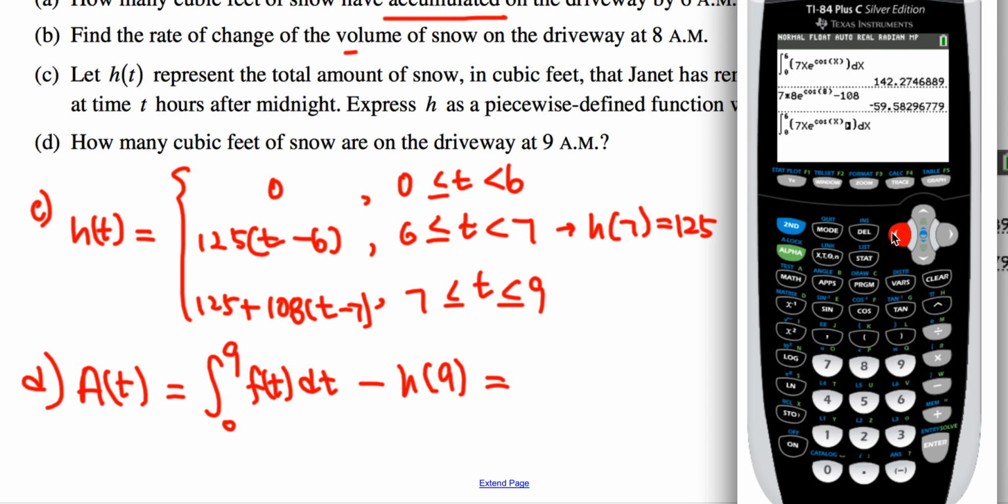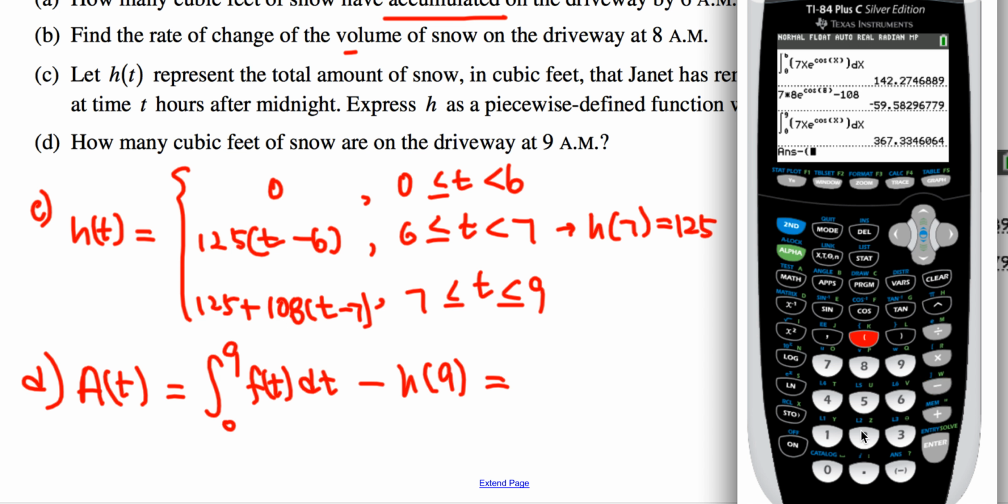And I'm just going to change the time boundary from 0 through 9. And that's basically what we end up getting. And then we'll have to subtract h of 9. h of 9 in fact becomes 125 plus 2 times 108, which is 216.